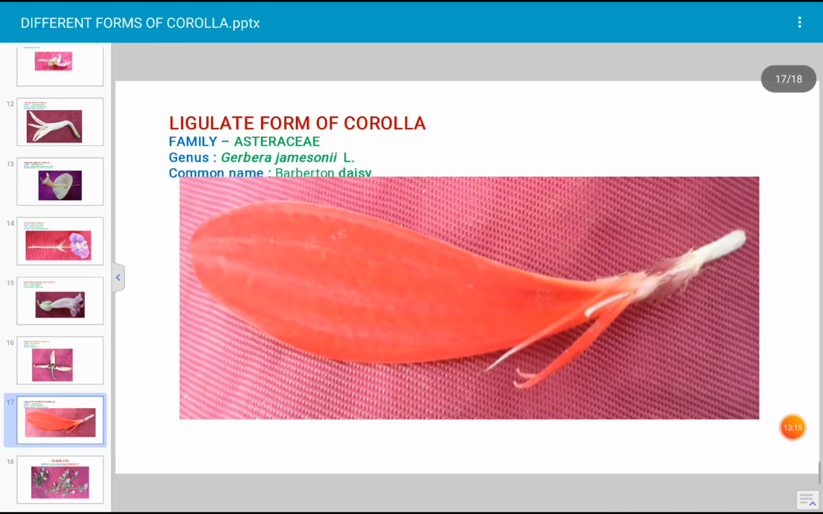Okay. Next slide. This is ligulate form of corolla. Ligule-like. The shape is ligule-like. This is the reason only. And the ligulate form of corolla is the characteristic feature of the Asteraceae family. Family Asteraceae is the largest family, in which thousands of plants are included. All have the ligulate form of corolla. The name of the plant is Gerbera jamesonii, and the common name of this plant is Barberton daisy. Okay. Next slide.